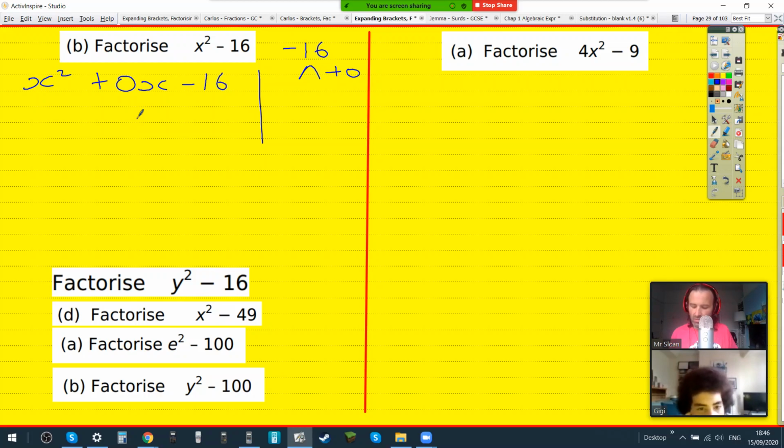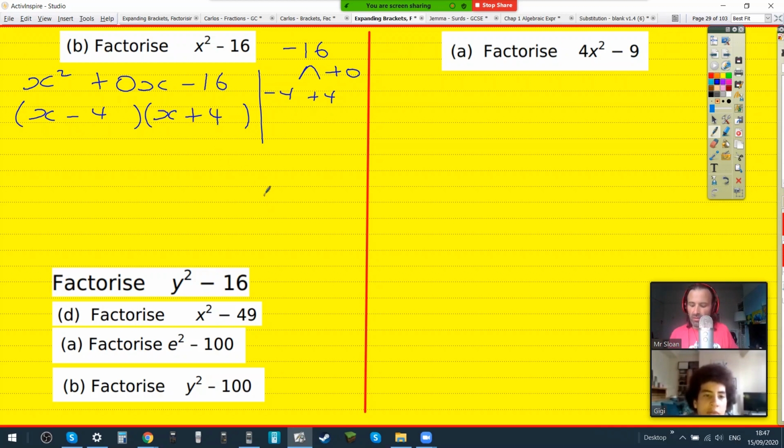Minus 16 and 0. They would multiply to make 0 and add to make minus 16. We want the other way around. Multiply to make minus 16. Minus 4 and 4. Well done. And so what is that in brackets? x minus 4, x plus 4.